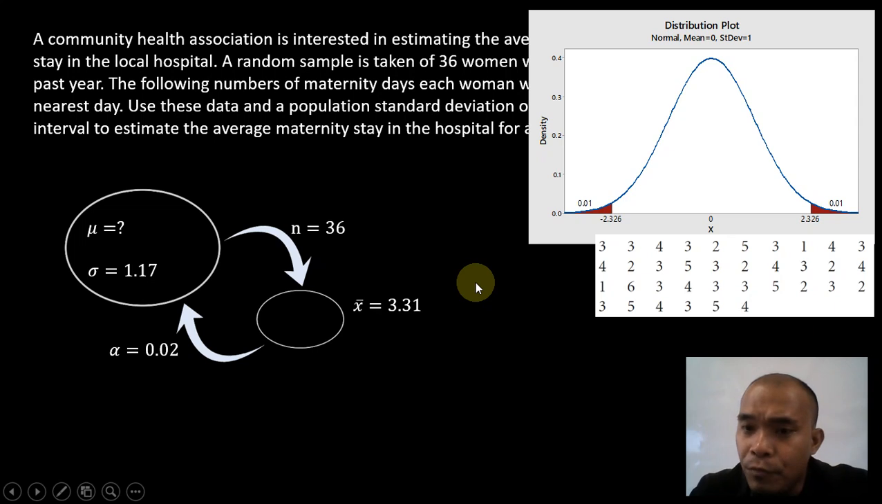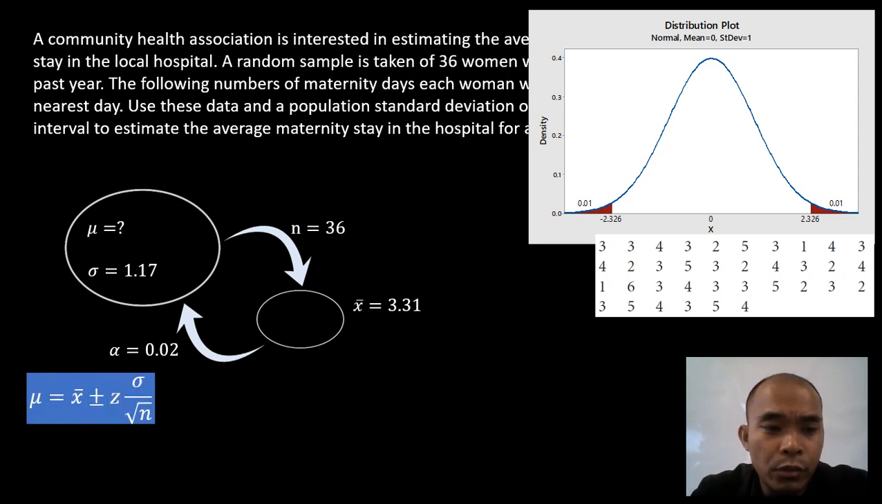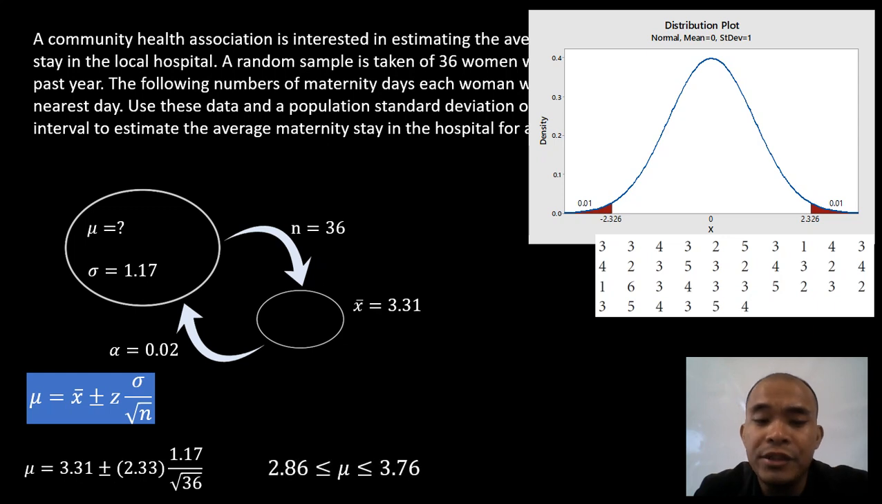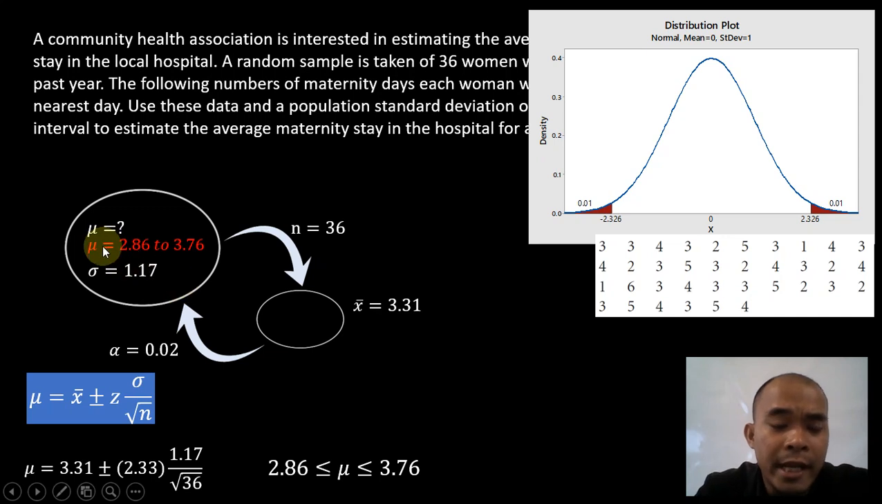So we use this formula here and directly plug in the values. The equation looks like this, and we simply solve it, and this is our confidence interval. So using this point estimate of 3.31, we can say that we are 98% confident that the population mean ranges from 2.86 to 3.76. Okay, good luck and God bless.